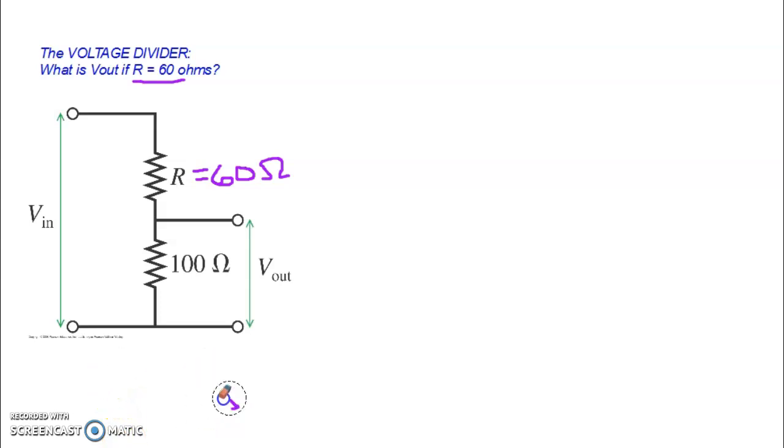We just want to do a simple Ohm's law analysis. All right, so you got a voltage in. We've got 2 resistors in series, and we want to know what's the voltage out.